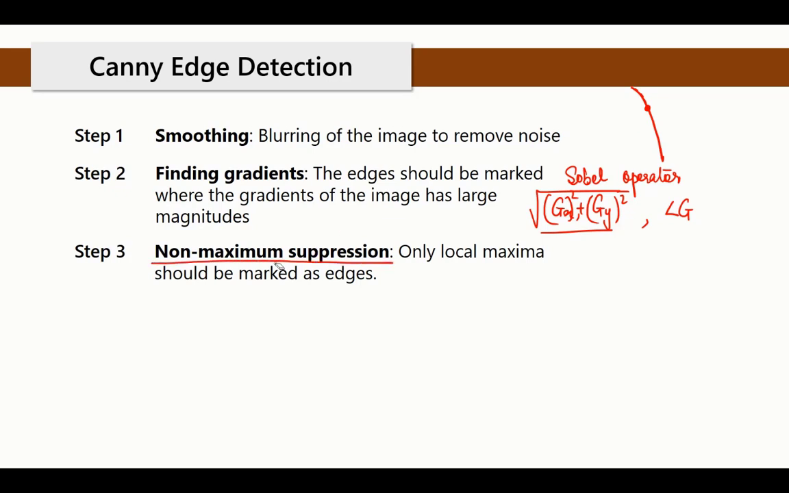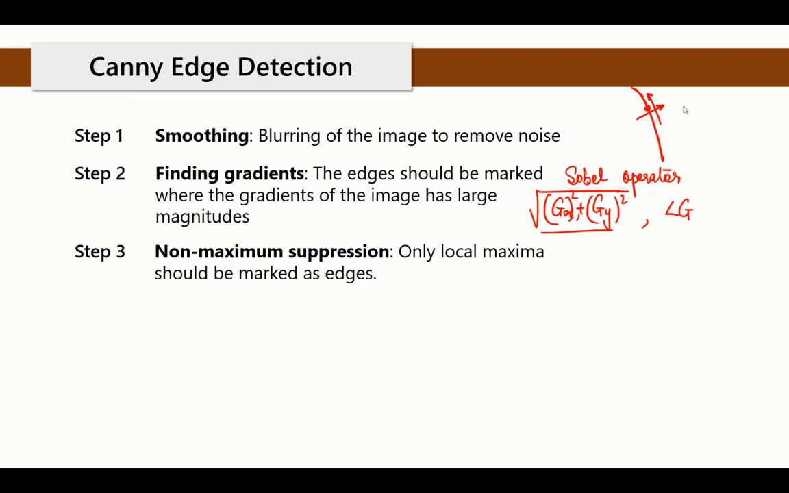So what it does is it looks at small neighborhoods along the edges, and if across the edge, not along the edge, but across the edge, a particular gradient magnitude value is the maximum, it will retain those values and it will drop all other values.